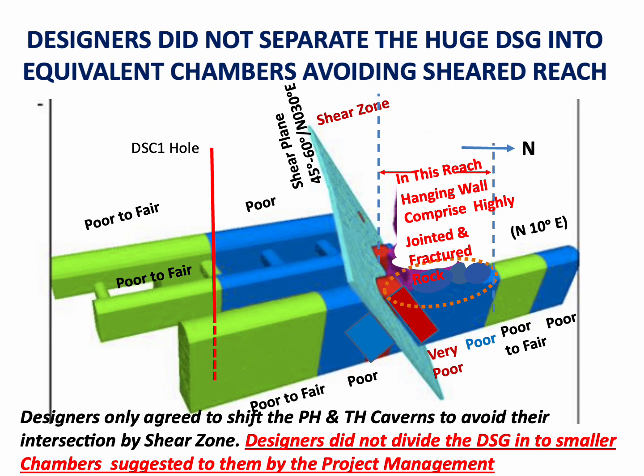The project management had at that time suggested to the designers that in order to avoid cutting of the downstream surge gallery by the shear zone, it could provide a distributed arrangement of smaller interconnected chambers instead of one huge cavern. However, the designers preferred to keep the huge size of the downstream surge gallery and did not alter the layout of the downstream surge gallery too.